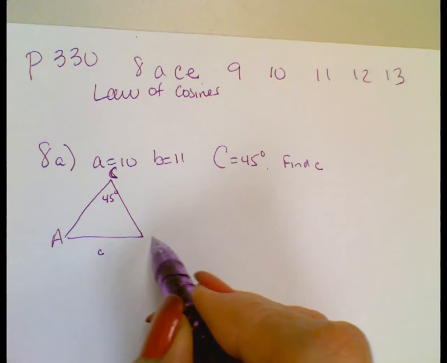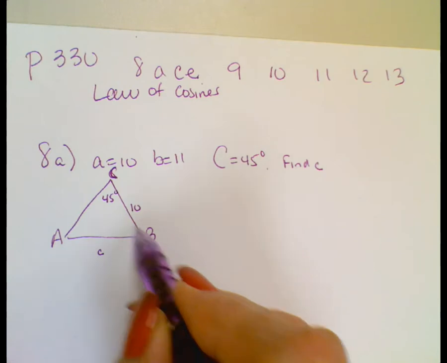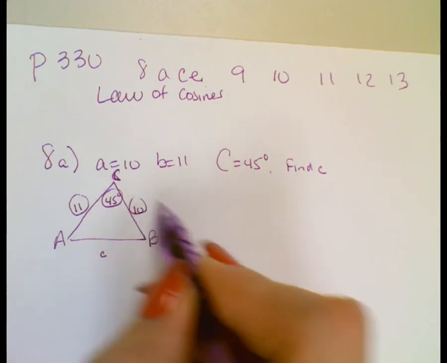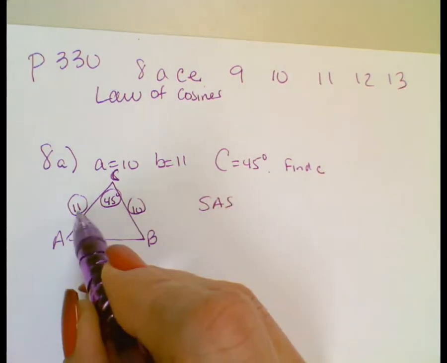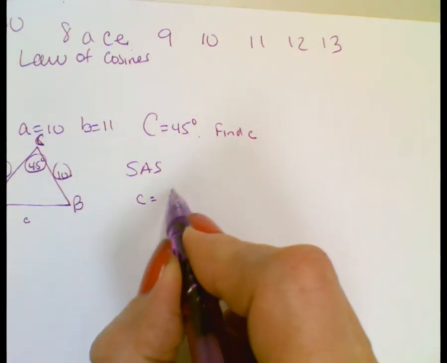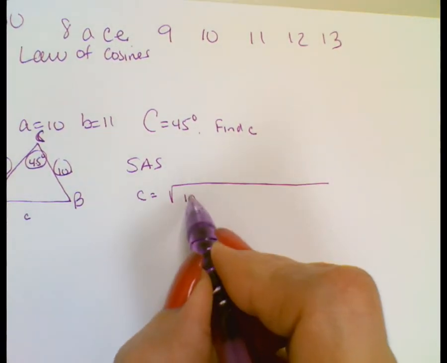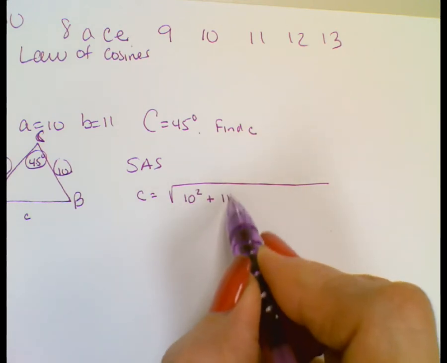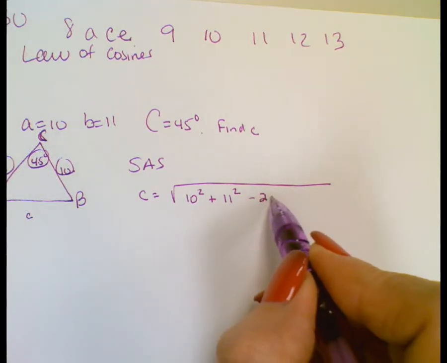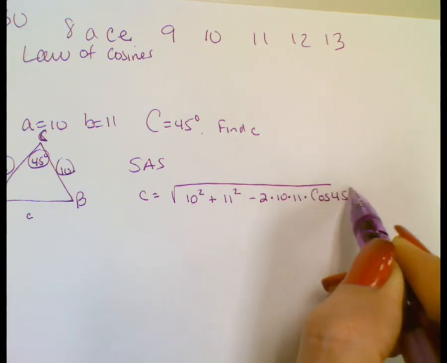And then it doesn't matter where you put angle A and angle B. So side a is across from angle A, that's 10, and side b is 11. So these three things are what you know. This is called SAS, side, included angle, side. Since we're finding little c, c squared is equal to the sides, and it doesn't matter which side goes first, so I always do the smallest side, just for some kind of routine. So 10 squared plus 11 squared minus 2 times 10 times 11 times cosine of the given angle, 45.